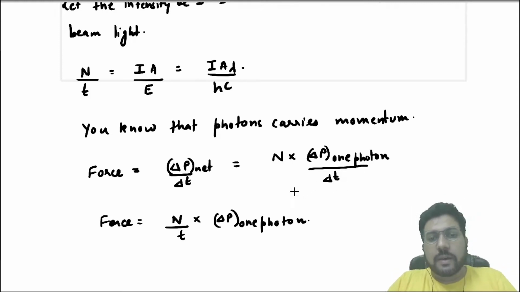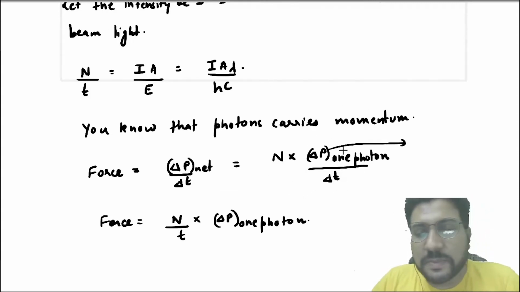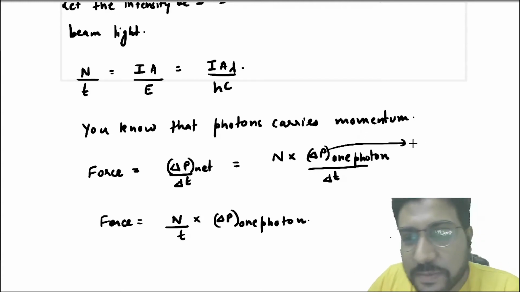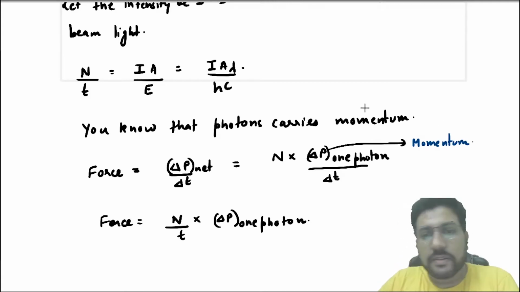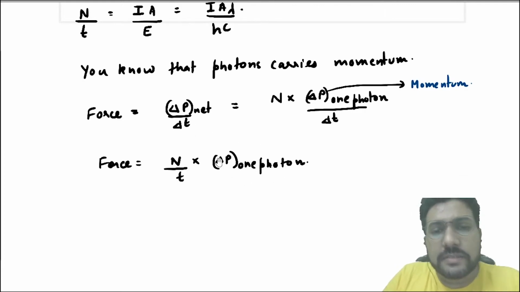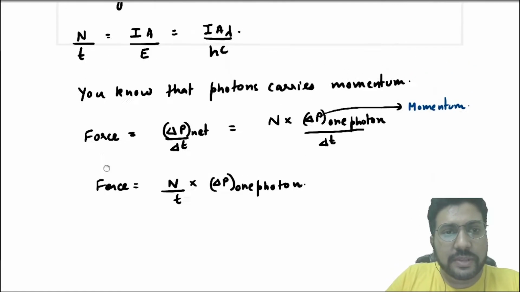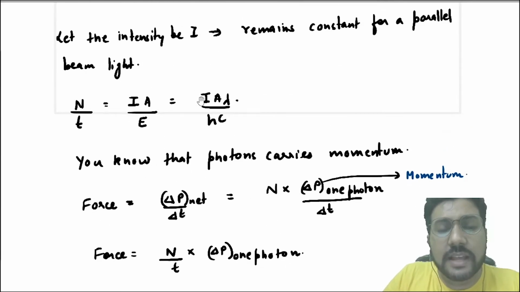Now this P stands for momentum here. Sometimes P represents power, sometimes pressure, but here it is momentum, so don't get confused. So the force is N by t multiplied by the change in momentum of one photon. We have already seen what N by t is, so we have to find out the change in momentum.